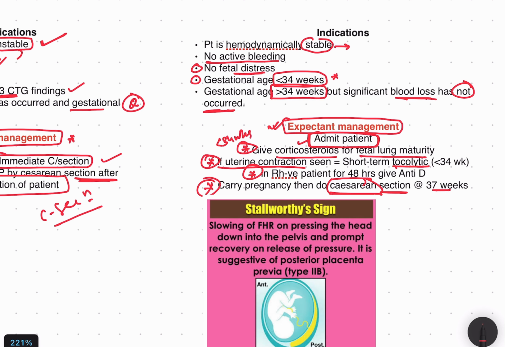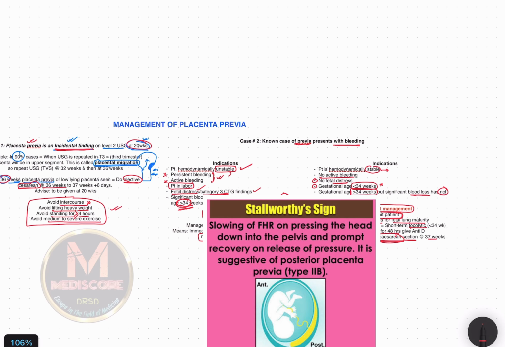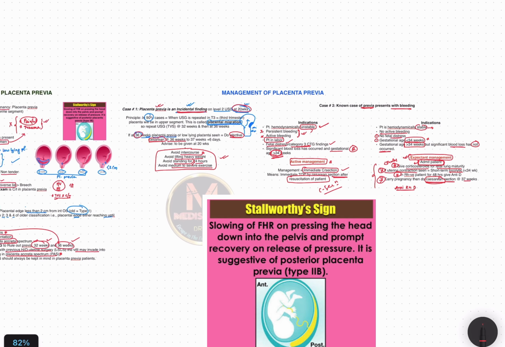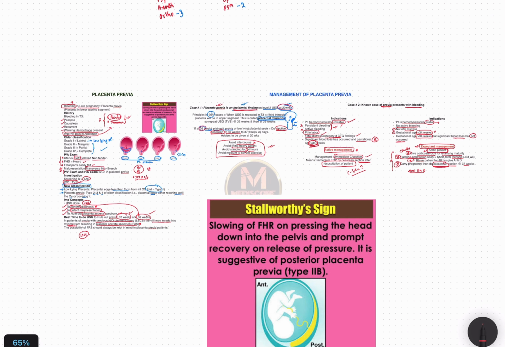Now one important point to add here is Stallworthy's sign. Stallworthy's sign means that on pressing the head down into the pelvis, there will be slowing of the fetal heart rate, but when you release the pressure, there will be recovery of the fetal heart rate, basically seen in posterior placenta previa.